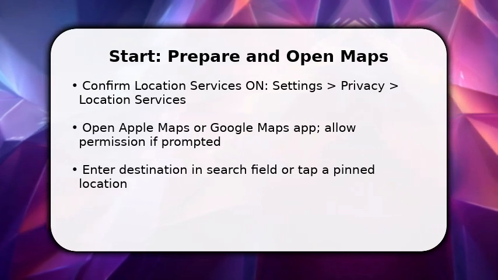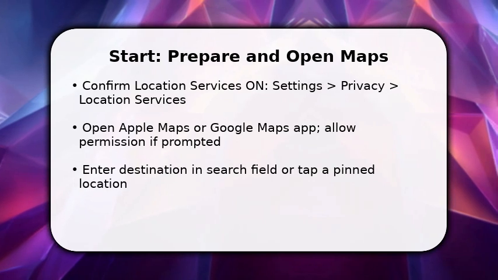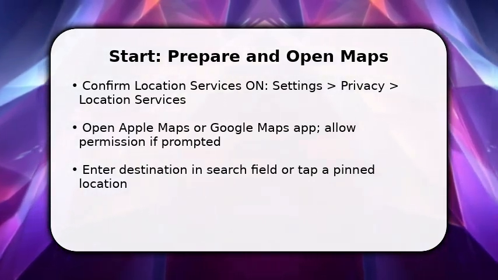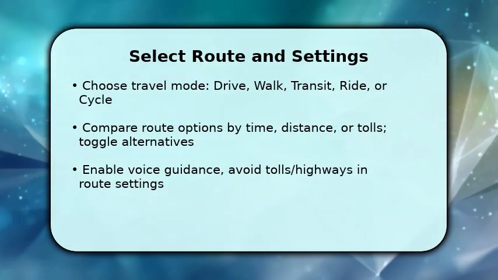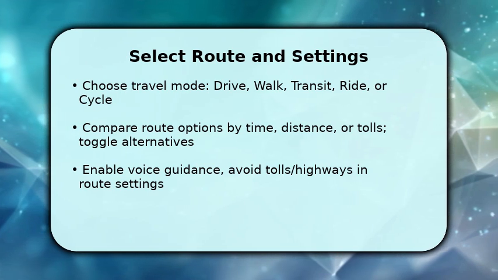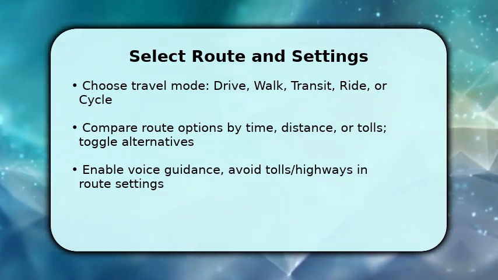Once the destination appears, check the listed travel modes and estimated times. Make sure to choose the correct result, because similar names can lead you to the wrong place. You now pick how you'll travel: driving, walking, transit, or cycling. After selecting the mode, review the suggested routes and compare times, distance, and any tolls.